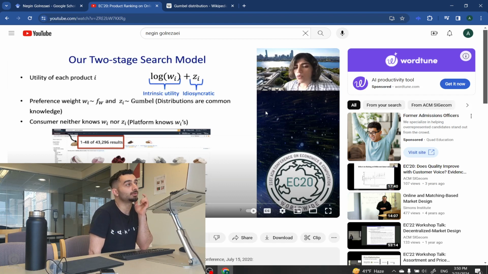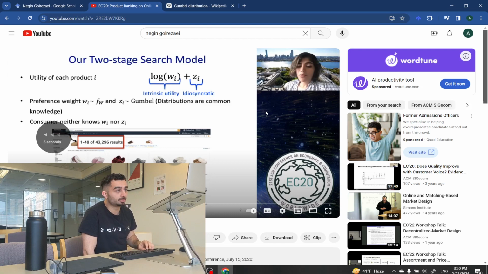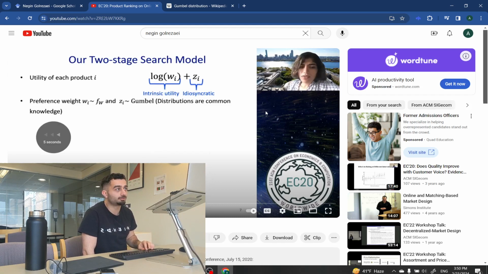Is log WI plus ZI their score? Utility of each product. What does it mean? Product is not utility. Does she mean utility of each firm?